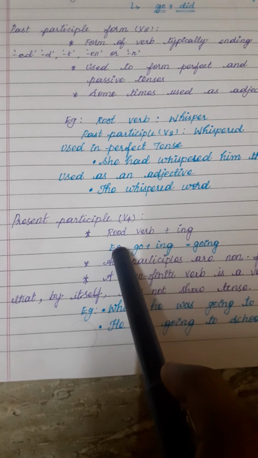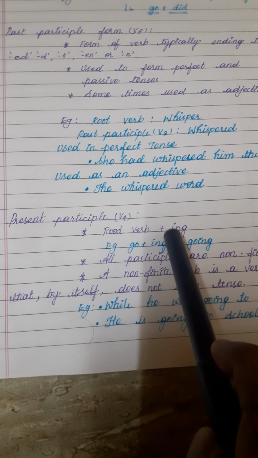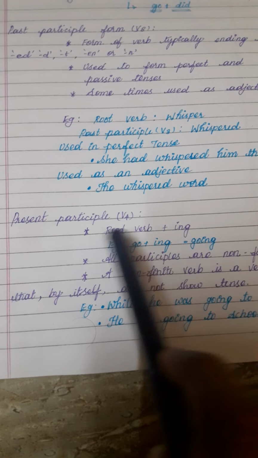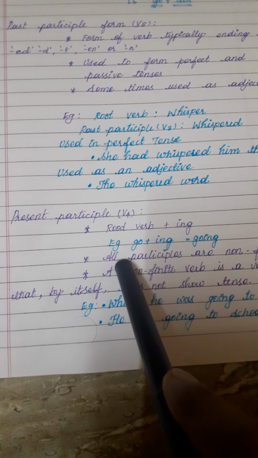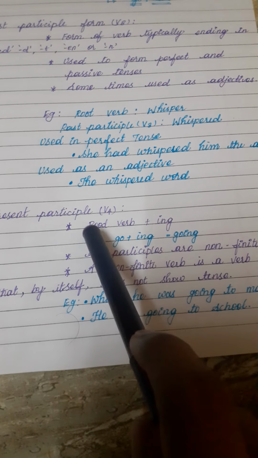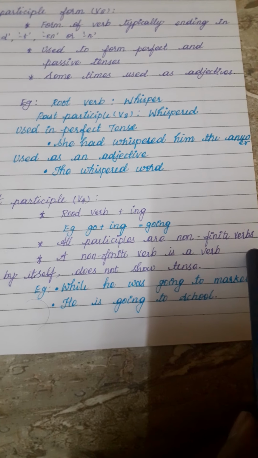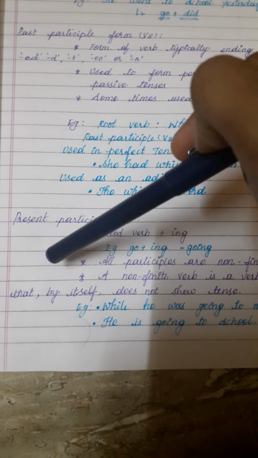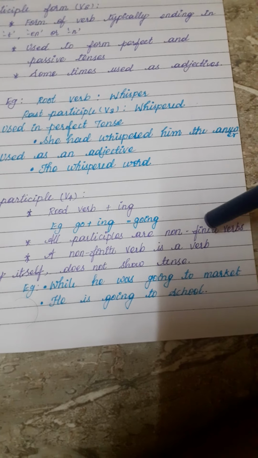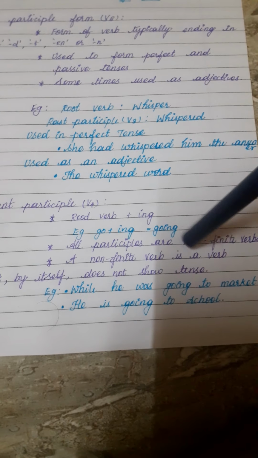Present participle is really a simple one. It is root verb plus ing. If you add ing with a root verb, that is called present participle. Example, go plus ing, going. Now this verb is in V4 form. All participles are non-finite verbs. The past participle and the present participle are non-finite verbs. Now let us see what a non-finite verb is.